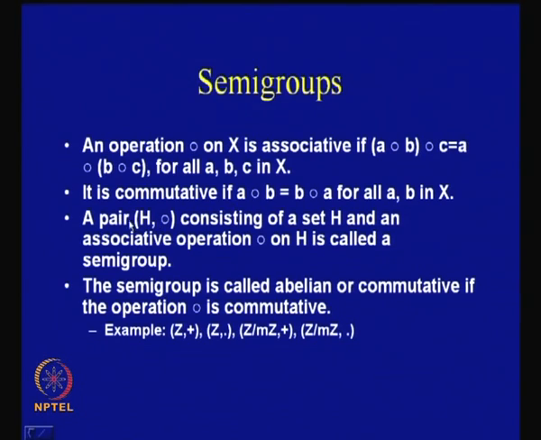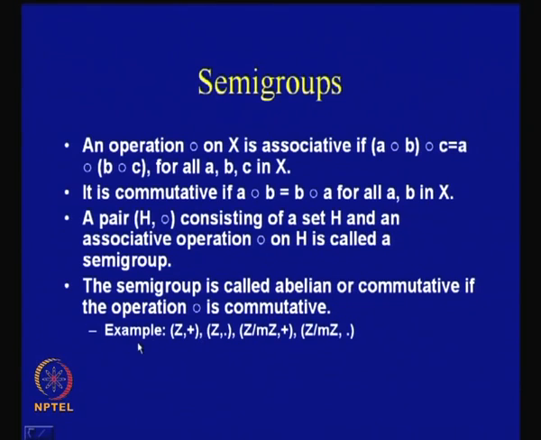So now we define what is meant by a semi-group. There is a pair (H, circle), where H is a set and we define an operation as we just described. It consists of a set H and an associative operation. If the operation is associative on H, then it is called a semi-group. So a semi-group is simply a set H with an operation circle, and this operation is associative. Now the semi-group is also called abelian or commutative if the operation is also commutative.